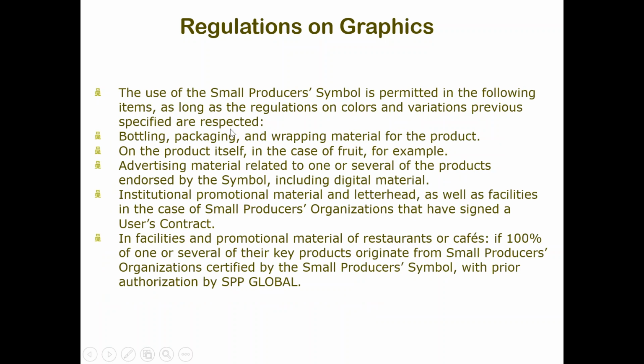It is permitted in the following items, always respecting the variations previously specified: bottling, packaging, wrapping, the product itself (in the case of fruit, for example), advertising material, including digital material, institutional promotion material, letterhead, and in facilities and promotional materials of restaurants or coffee shops, if 100% of one or several of their key products come from Smart Producer organizations and are certified by Smart Producer symbols.